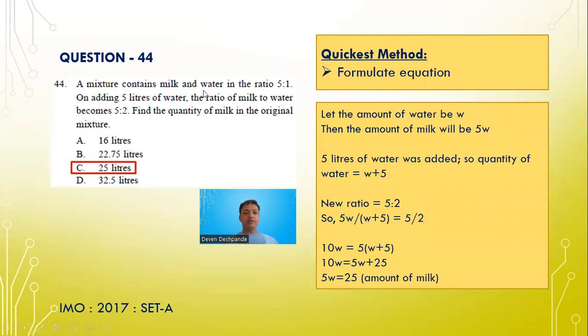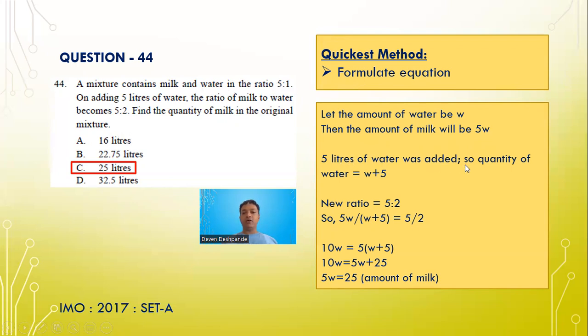A mixture contains milk and water in the ratio of 5:1. On adding 5 liters of water, the ratio of milk to water becomes 5:2. Find the quantity of milk in the original mixture. So let the original amount of water be W. So the amount of milk will be 5W, because the ratio of milk and water is 5:1. So if the water is W, the amount of milk is 5W, isn't it?